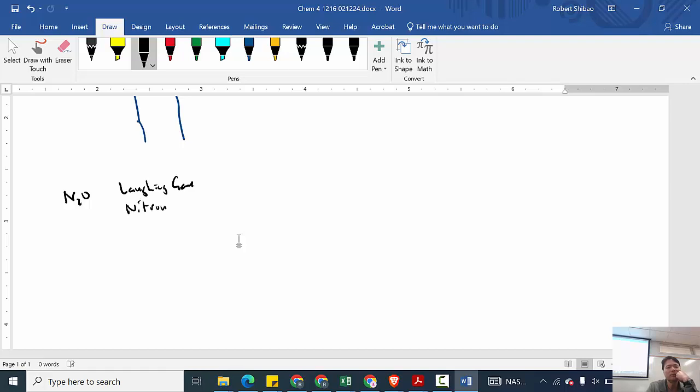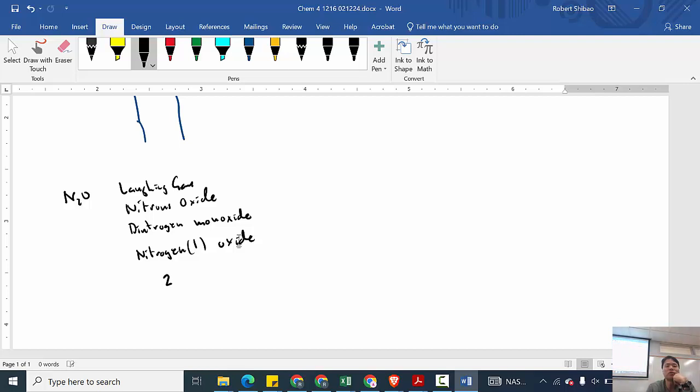Nitrous oxide, another name for this is dinitrogen monoxide. Another name for this is nitrogen 1 oxide. The nitrogen 1 oxide comes from this. If oxygen's minus 2, what would nitrogen be? Plus, in order to add up to 0. If oxygen is minus 2, then each nitrogen would be what?